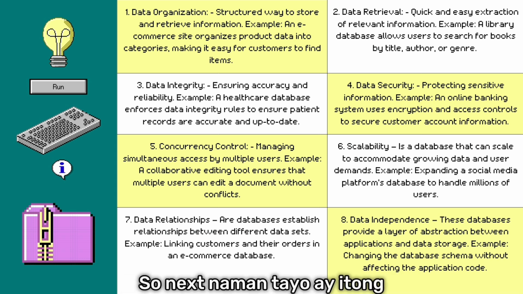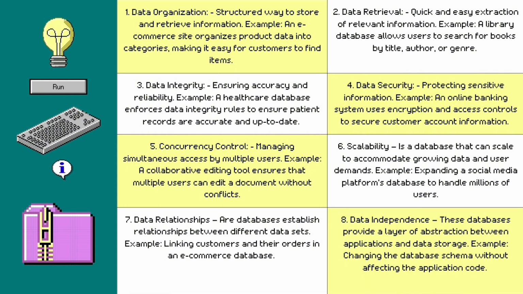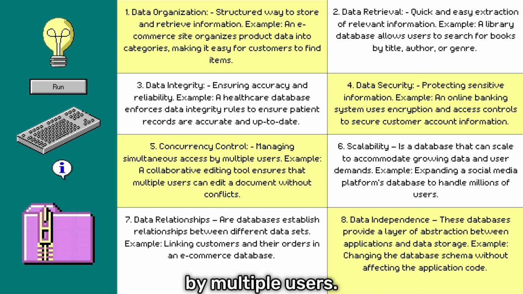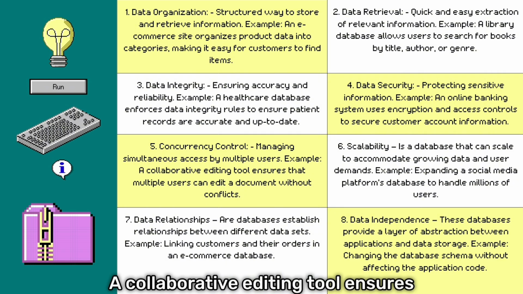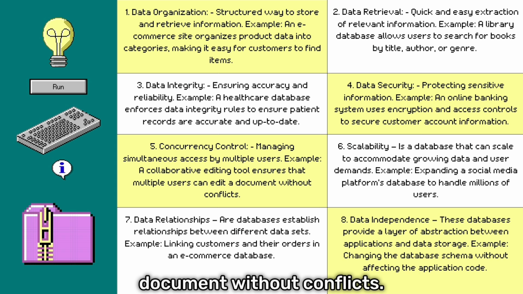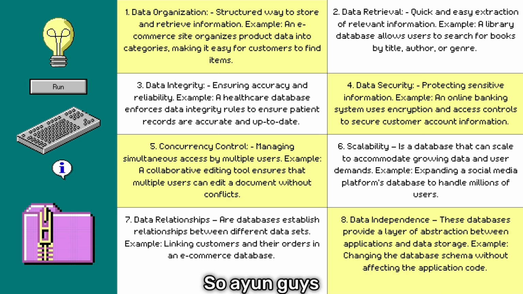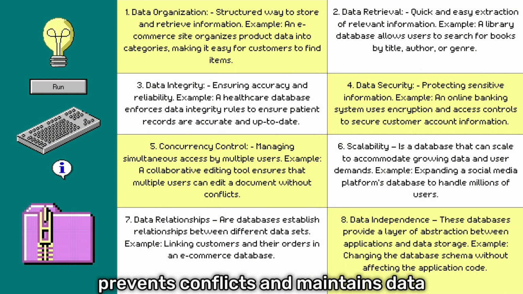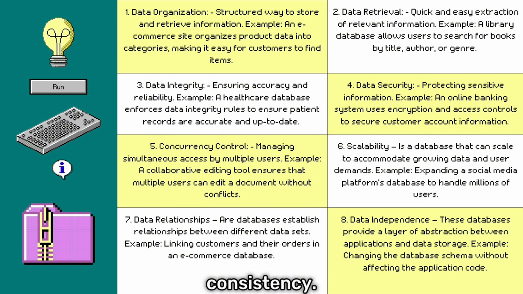Next, number 5, concurrency control. It is managing simultaneous access by multiple users. Example, a collaborative editing tool ensures that multiple users can edit a document without conflicts. Trivia: concurrency control prevents conflicts and maintains data consistency.